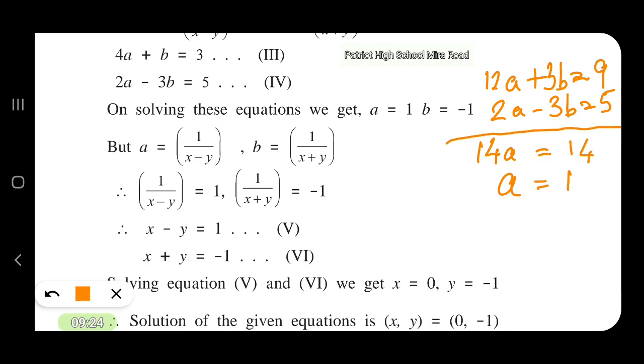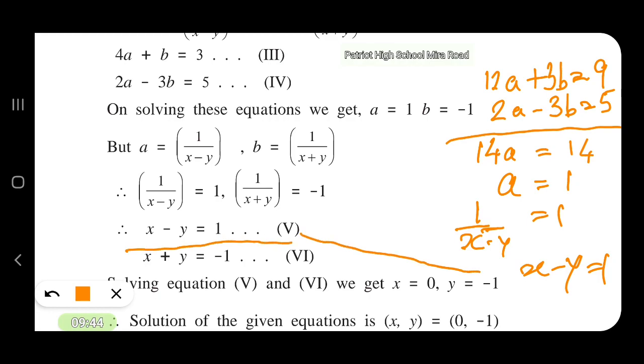Now what is a? It is 1 upon x minus y. 1 upon x minus y is equal to 1, or x minus y is equal to 1. This we have here, in the printed form, equation 5.